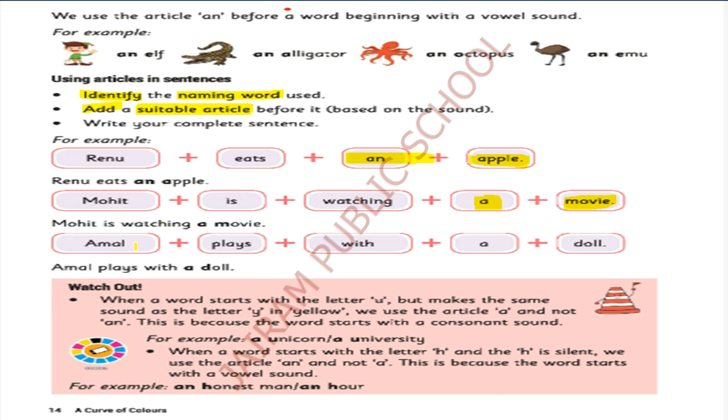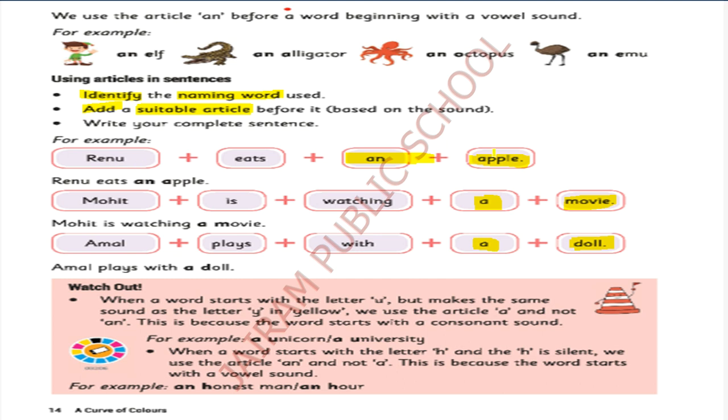I hope you understood the second sentence. Now we are moving to the third example. Amal plays with a doll. Here, doll is the naming word to which we want to add the article. Doll: D is a consonant sound, so we have added the article a. Amal plays with a doll. I hope you understood all three sentences.